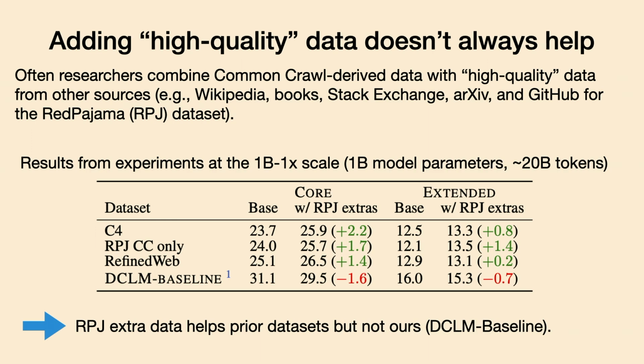2 percentage points on C4, 1.7 on Llama, 1.4 on Refined Web. What we found really confusing is that once we added Wikipedia and Archive and Stack Exchange on top of our data set, performance actually got worse. So somehow we had managed to filter the web well enough that adding these high quality sources, at least by name, into our data set led to a worse data set overall. As I said, some of these data curation things can be quite counterintuitive.